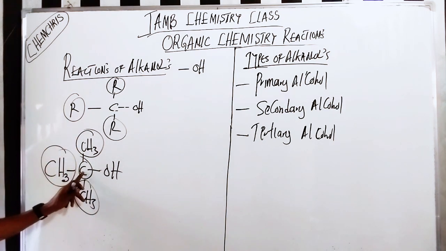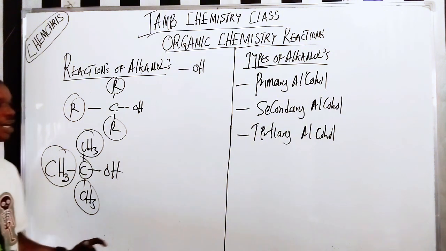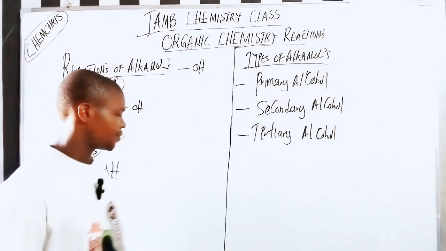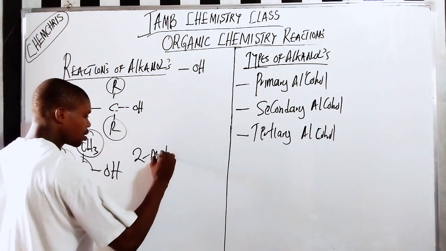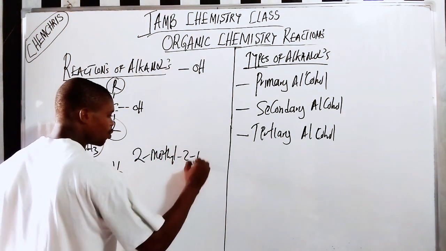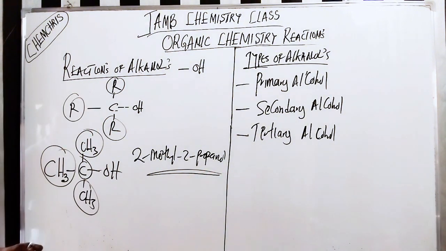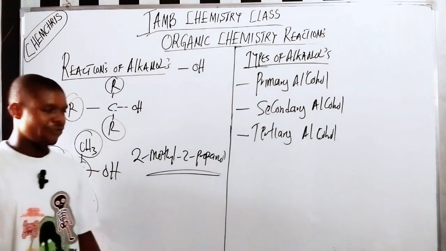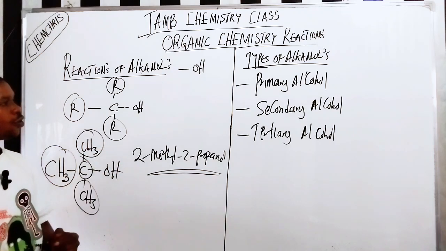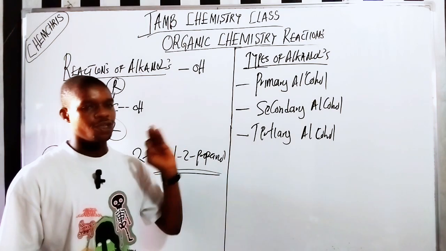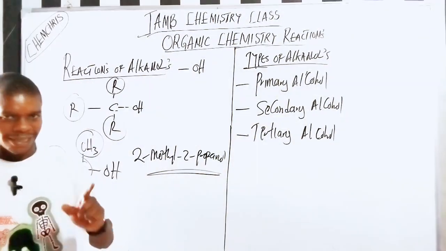Now, if you find that this carbon atom here has the OH and three alkyl groups, so the carbon atom that bears the OH has three alkyl groups, it is a tertiary alcohol. The name of this one is 2-methyl 2-propanol. Very important here. Do you understand? So these are the three types of alcohol you are supposed to know very well, because you'll be asked in the exam.